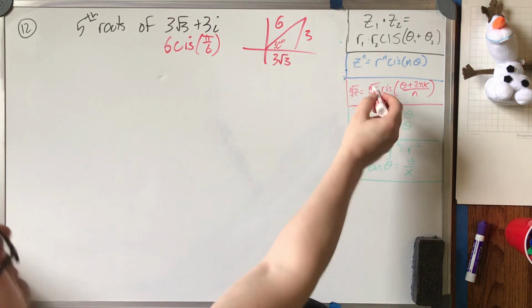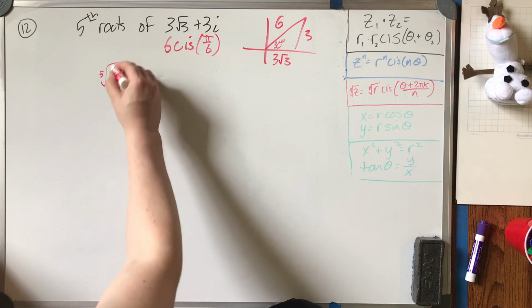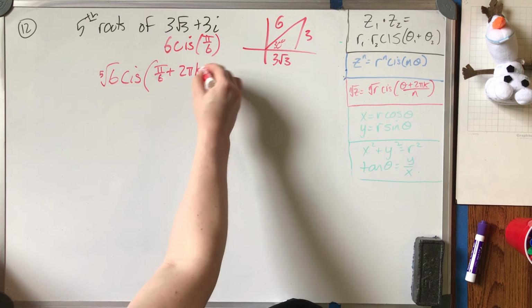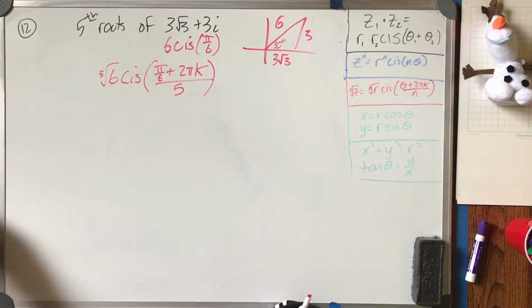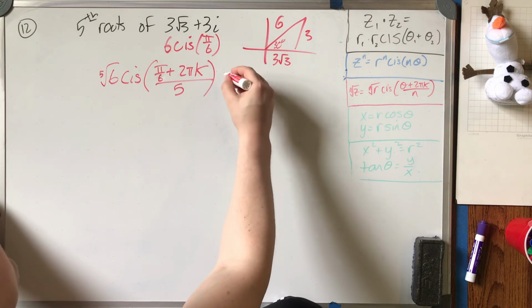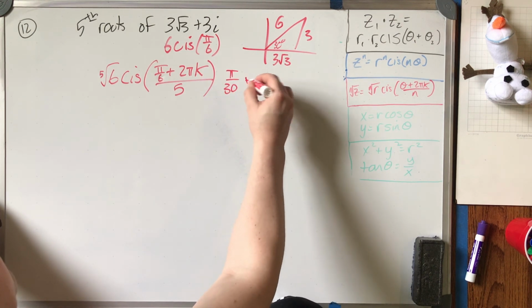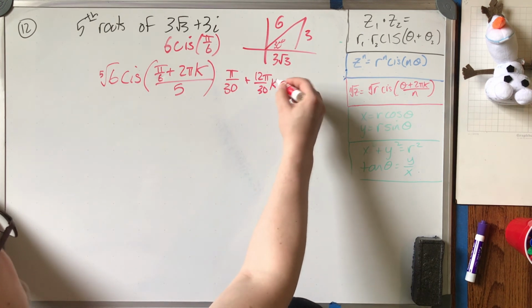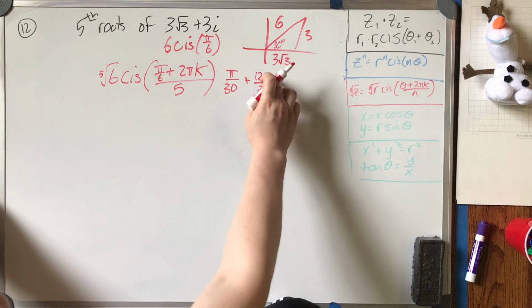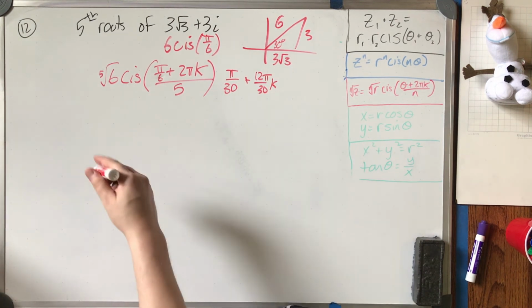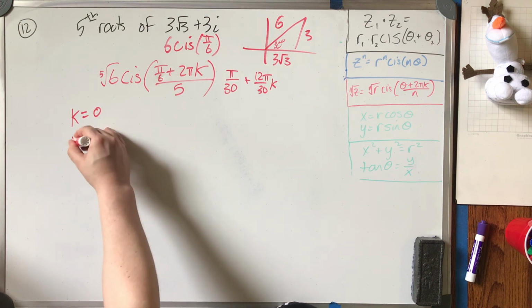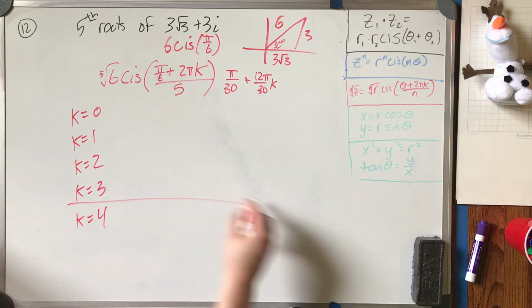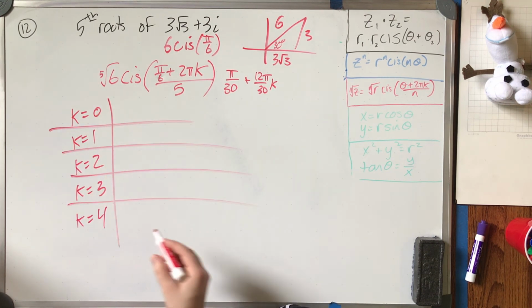Okay, so now I'm just going to apply the formula. I'm going to have the 5th root of 6 cis the angle, pi over 6, plus 2 pi k, divided by the roots that we want, so 5. And then I always like to simplify this, so this is really pi over 30 plus, and then I want to maintain the 30 here, so that's going to be 12 pi over 30 k. So the reason I do that is once I get the first angle, I can just add 12 to the numerator for everything else. So I'm going to have k equals 0, k equals 1, k equals 2, k equals 3, and k equals 4, and I can stop there because we started at 0, so we have 5.